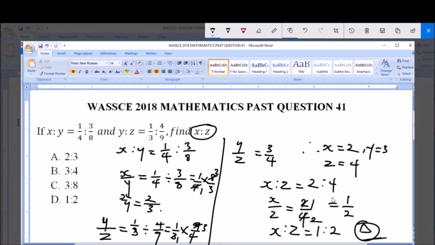Why we did this is so that we can reduce it to its simplest form, because ratio is another form of fraction. So ratio is like saying fraction. So we reduce it to the lowest term, which is 1 ratio 2. So the answer to this question is option D.